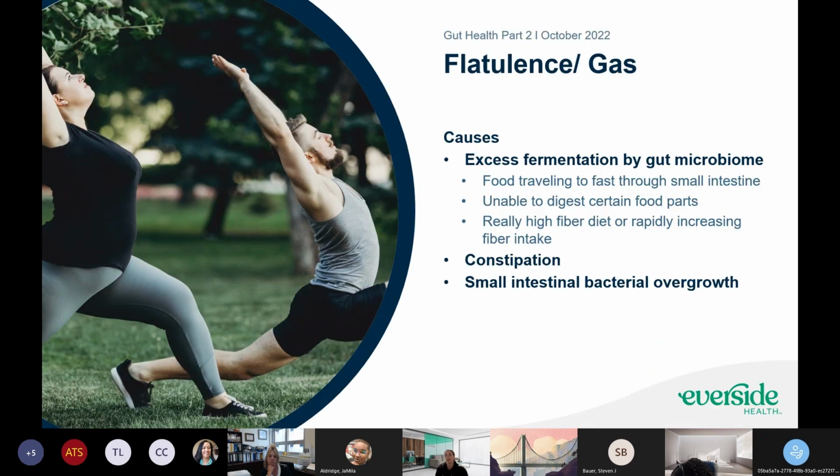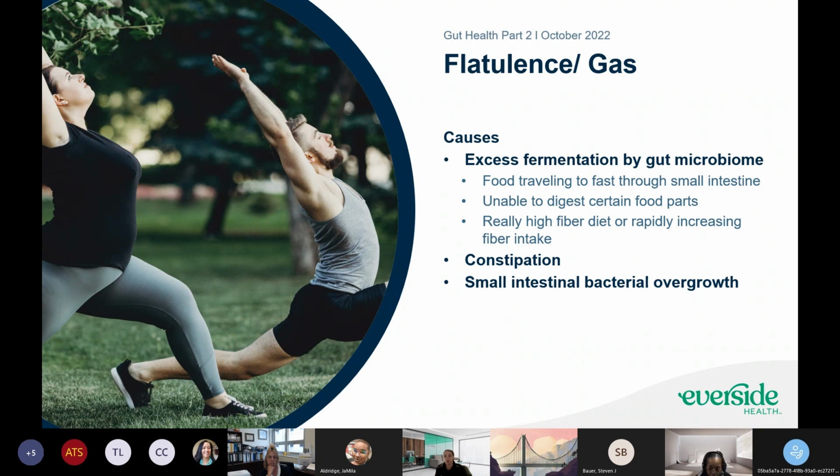If you're having a lot of gas, so different from bloating, where the gas is trapped, if you're having a lot of gas movements, you could be having excess fermentation from the gut microbiome. So foods could be traveling too fast through the small intestine. You might not be able to digest some of those food parts if it's moving too quick, so that there's more there. Or it could be like you're having a really high fiber diet that's rapidly increasing your fiber intake. It could be related to constipation.